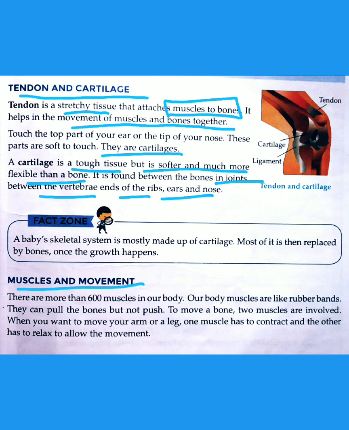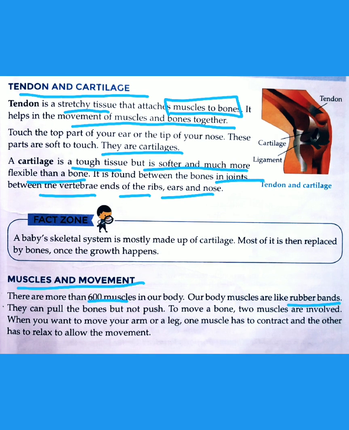Next is muscles and movements. So there are more than 600 muscles in our body. Our body muscles are like rubber bands. They can pull the bones but not push. So you can compare the body muscles with rubber bands. And to move a bone, two muscles are involved. When you want to move your arms or legs, one muscle has to contract, whereas the other has to relax. Then only the movement is possible.